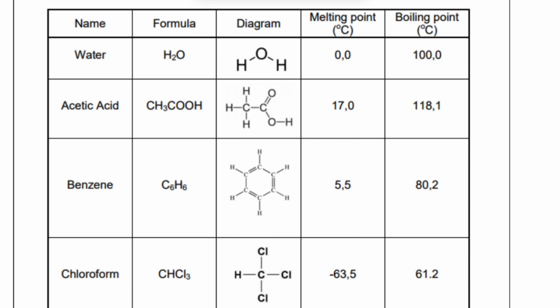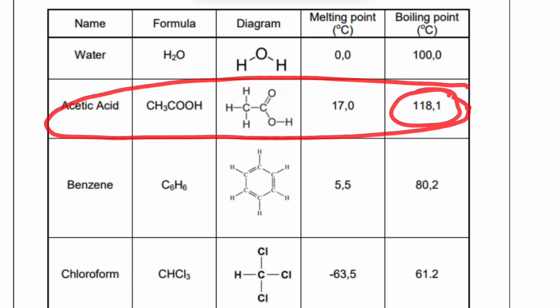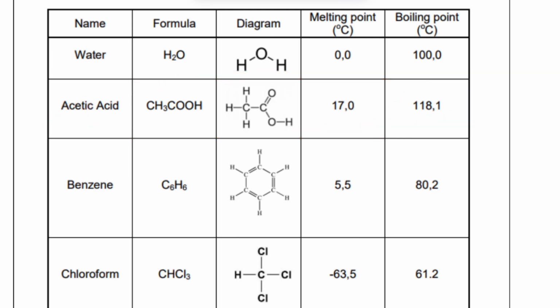Let's start with the boiling points. The greatest boiling point here is going to be the acetic acid, and even for the melting point, if you look here, it's still the acetic acid. That means the acetic acid has a stronger intermolecular force. Remember, the intermolecular force is directly proportional to the boiling point or the melting point. Greater intermolecular force means greater boiling point and greater melting point, right?